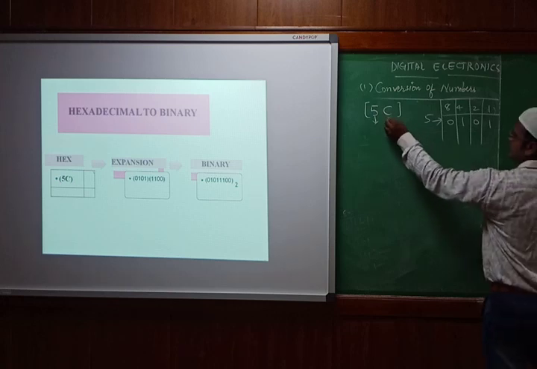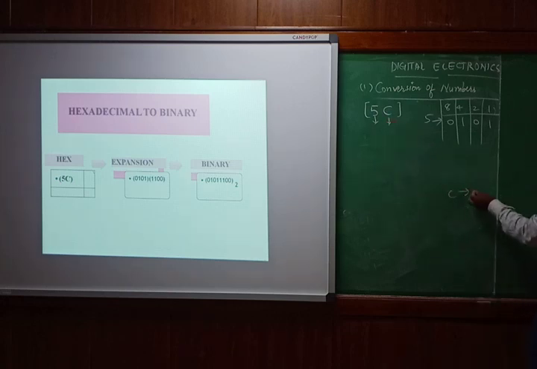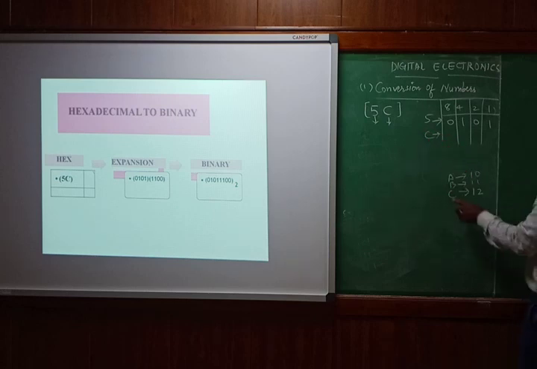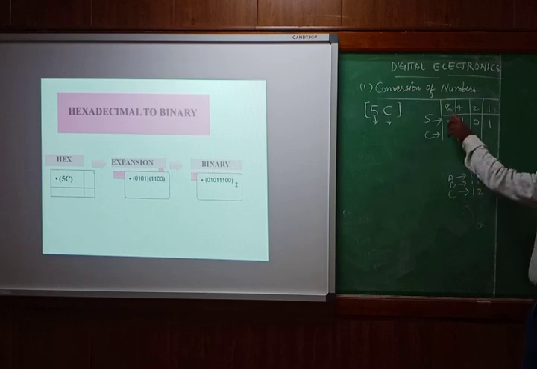Similarly, if I want to write C, what is the C value I do have? C is 12, because A is 10, B is 11. So we should keep in mind that C is 12. How do we mention 12? 8 plus 4 makes 12. So it's 1, 1, remaining will be 0, 0.